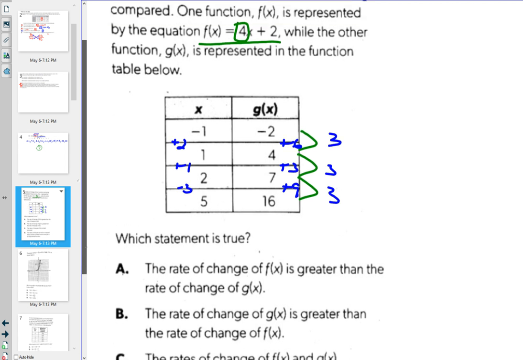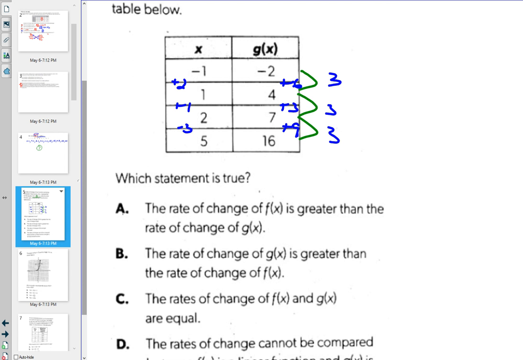So which one of these is true? That f of x has a greater rate of change. Its rate of change is 4. The table is 3.